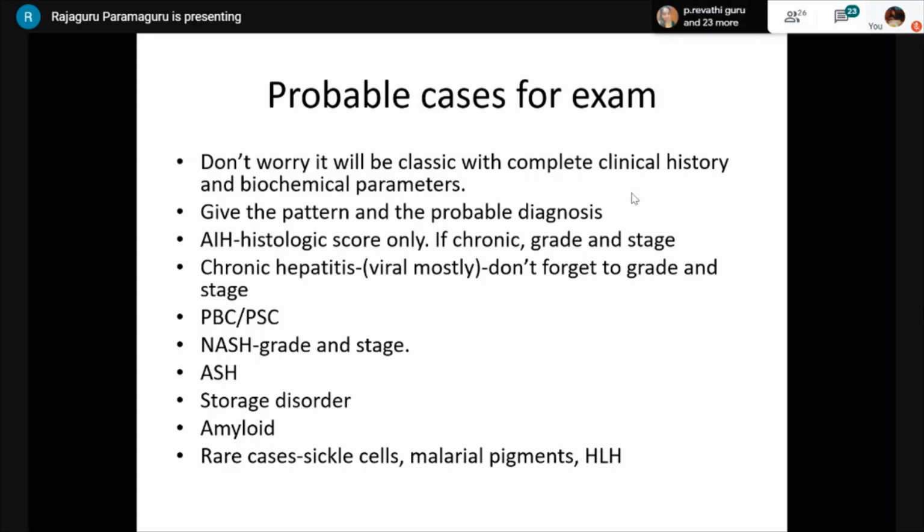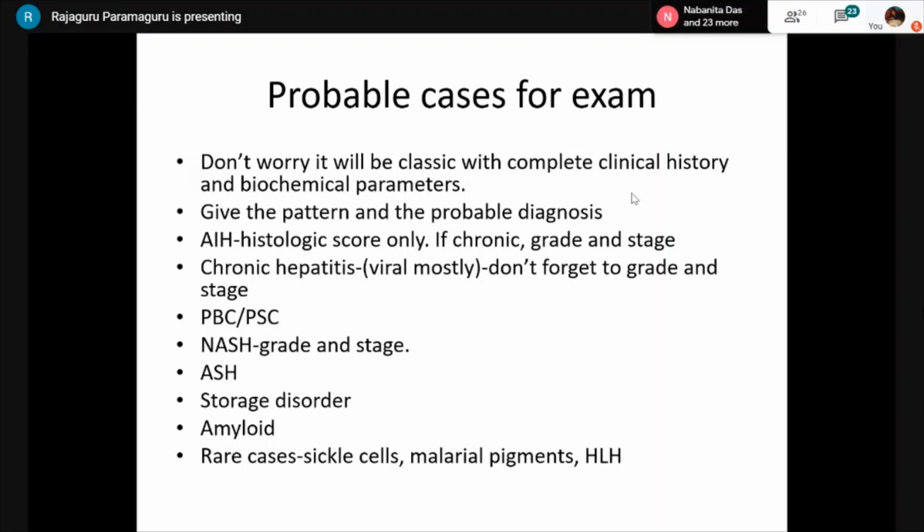Then PBC and PSC, I think the slides would have helped you. NASH, if you are getting it, try to grade and stage. And for NASH and ASH, you have to give a probable diagnosis only. You can't say that it is NASH, even if the clinical history is like obesity. You suggest that the findings are compatible with the clinical diagnosis of non-alcoholic steatohepatitis, that is, with the obesity and so on.